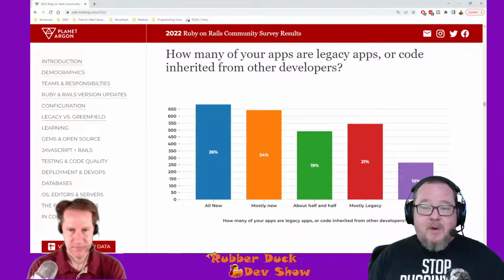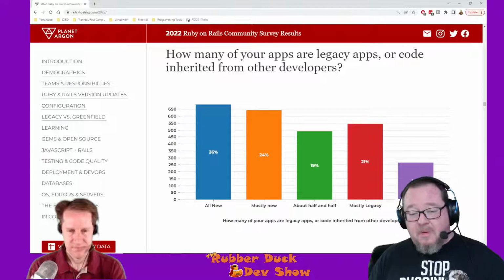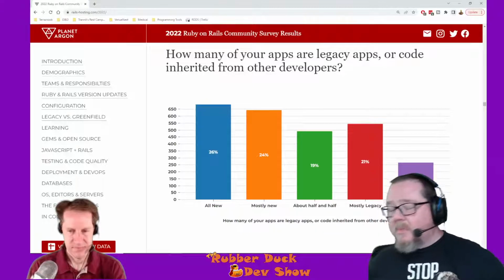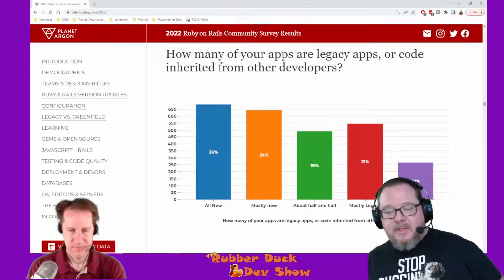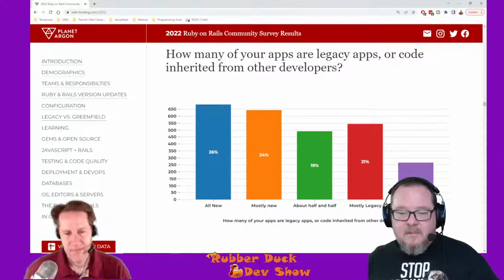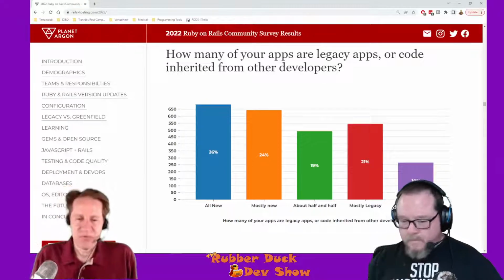How many of your apps are legacy apps or code inherited from other developers? 26% all new. That's surprising, I guess. I don't know, but this is pretty split. The number of new is surprising to me as well.